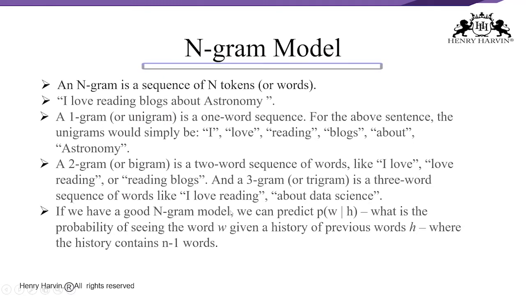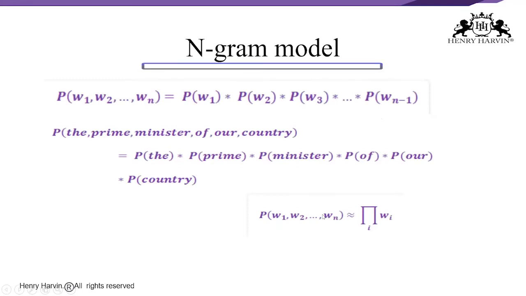If we have a good Ngram model, we can predict the probability of seeing the word W given a history of previous words, where the history contains n-1 words. What I am trying to say here is, based upon the previous words, if I'm trying to find the probability of the given word, this is what the Ngram model tells us. Let us look into this and then we will have a deeper discussion. P of W1, W2 up to Wn is equal to P of W1 into P of W2 into P of W3 up to P of Wn minus 1.